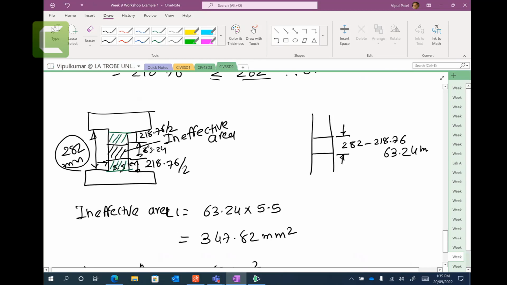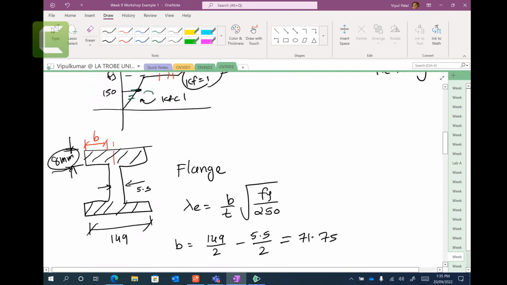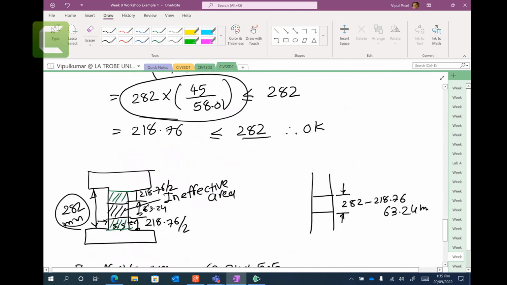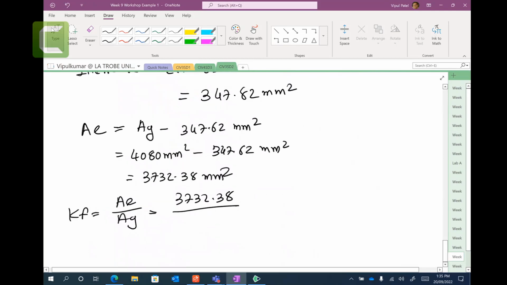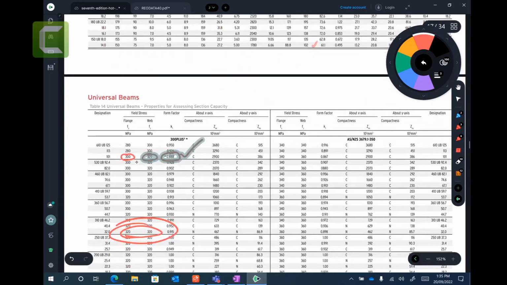3732.38 on the gross area. Gross area we just calculated, 4080. So 3732.38 over 4080, you get 0.91. Sorry, KF. We can confirm it. Yep, 0.915.